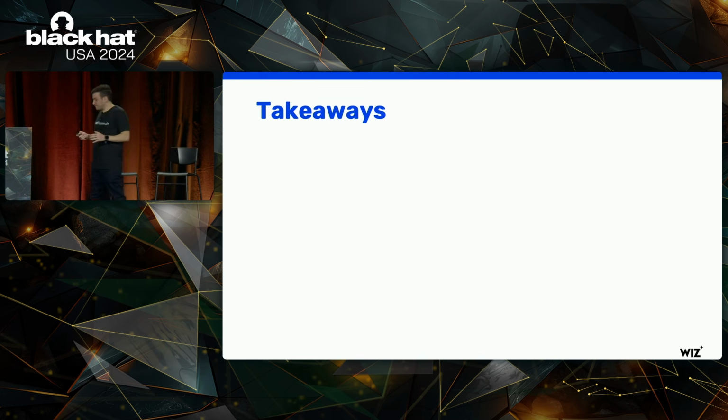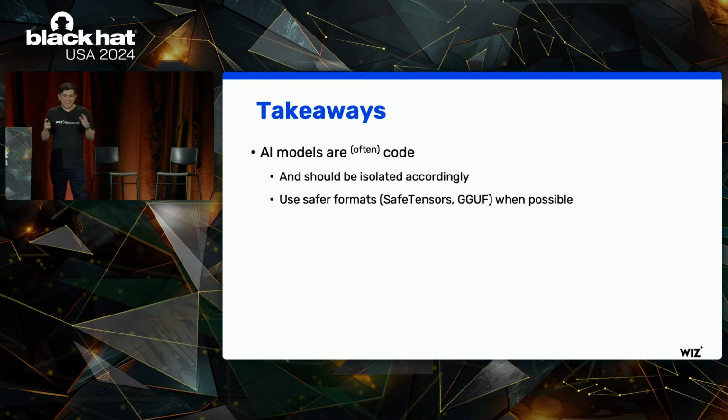The first thing we want you to leave with today is that AI models are code, or at least they often are. And they should be isolated accordingly, meaning that you should always properly separate between those external AI models and your internal sensitive infrastructure. That applies whether you're an AI company like those companies are, or you're just a company that uses external AI models. You should use stronger separations between those things like you would if it was an external program or an external library that you don't fully trust. An AI model should be treated the same.